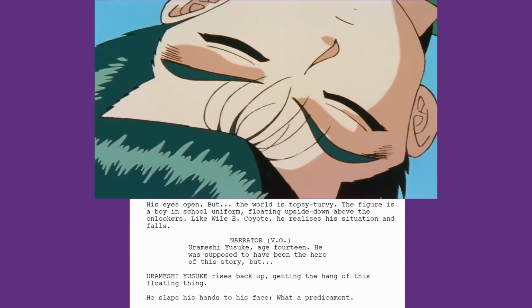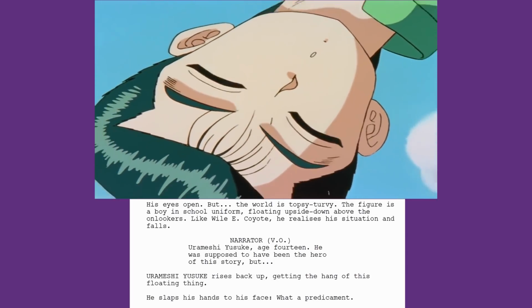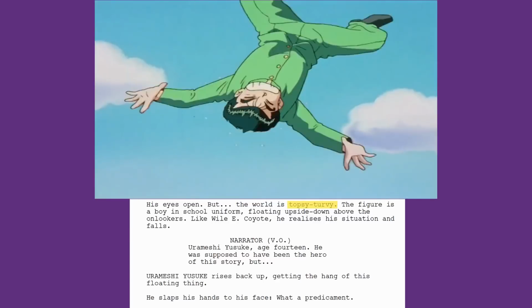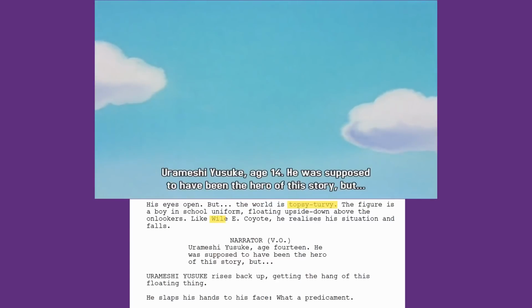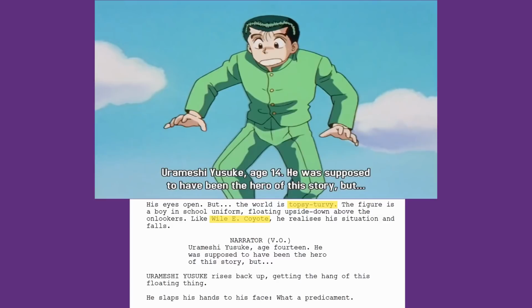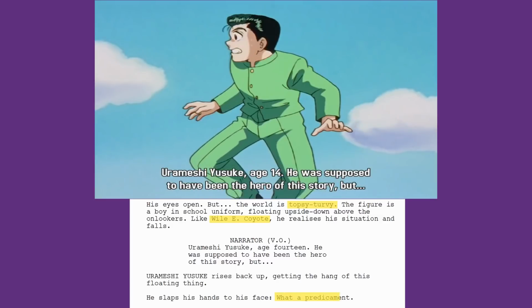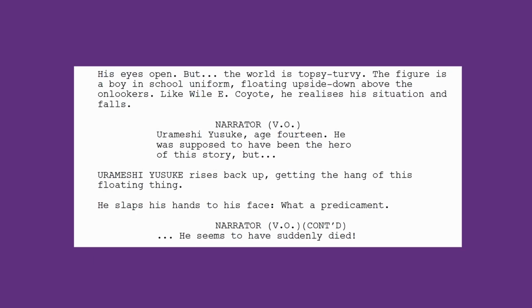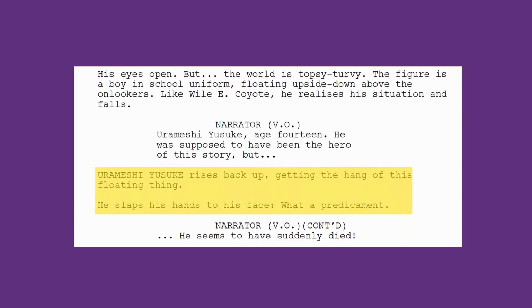After Urameshi's eyes open, we get a series of silly words to take the sting out of what just happened. The world is topsy-turvy, Urameshi plays out a gag from a Wile E. Coyote cartoon, and Urameshi's death is referred to as a predicament. We get the definite sense that he's gonna be alright. Of course, the narrator's line does a lot of the heavy lifting here. But even this line is strengthened by order, in this case, sentence order. By breaking up the narrator's line with Urameshi's gag, the second half becomes a punchline.